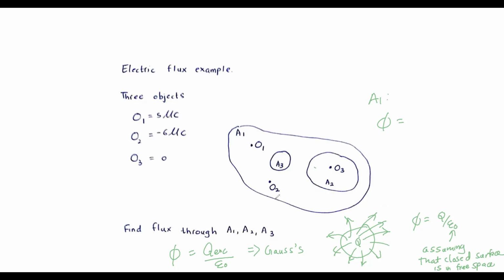What is the total charge inside of volume A1? There are three charges inside this volume. What is the total charge? What is the total flux that is going out from this volume?